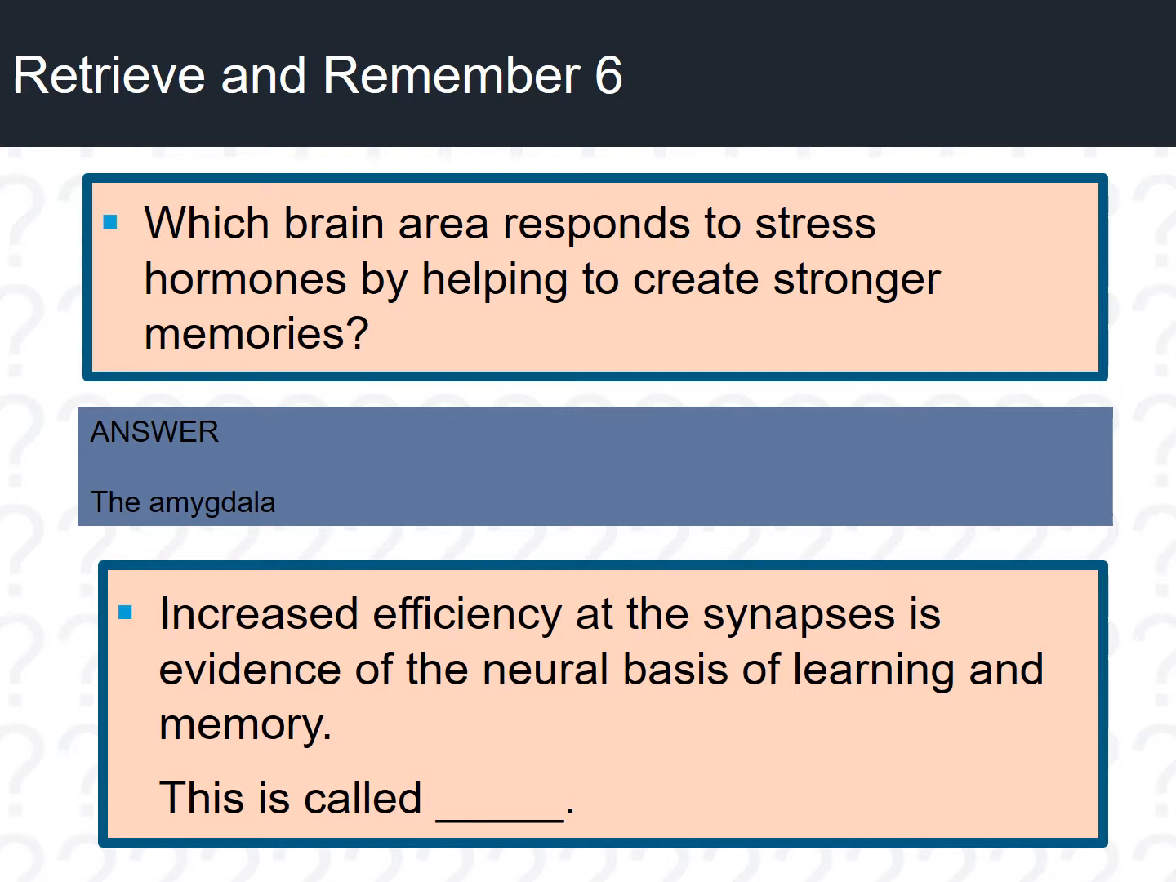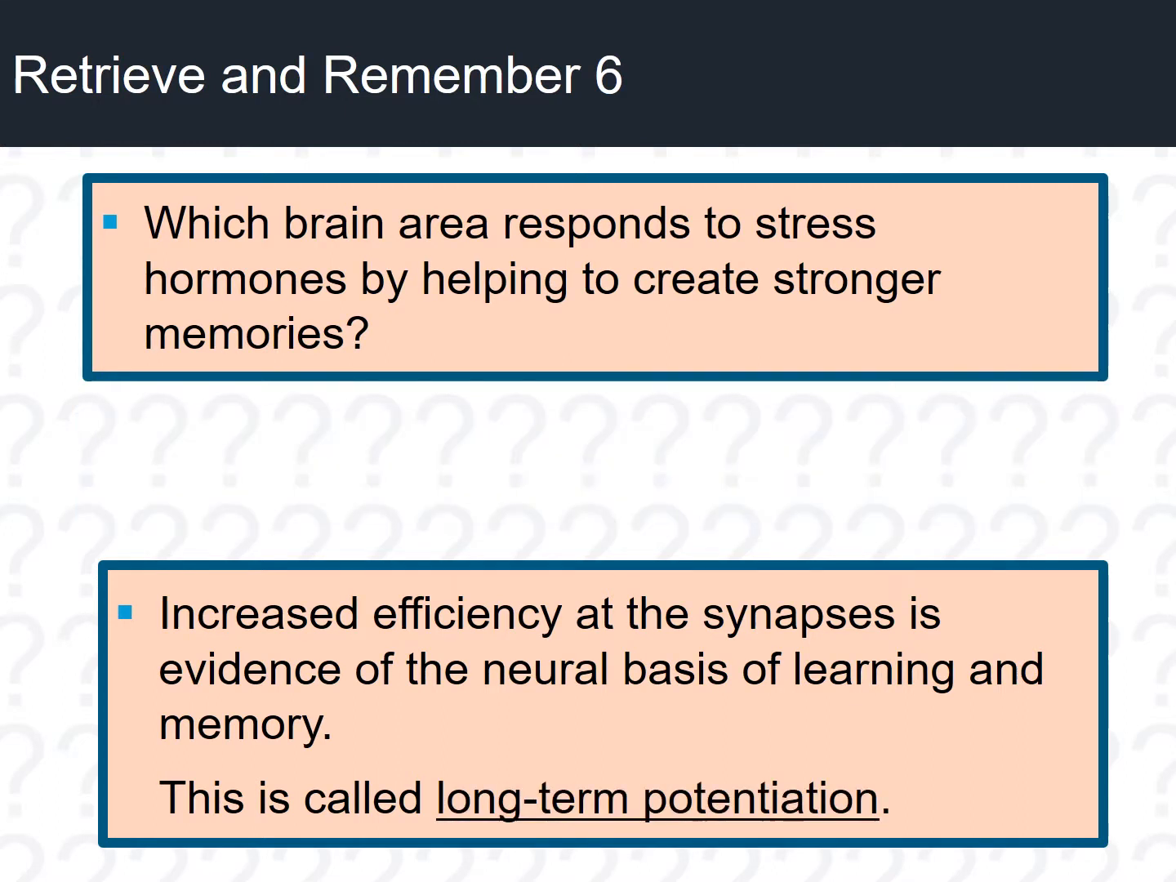So increased efficiency at the synapses is evidence for the neural basis of learning and memory. This is called what? Long-term potentiation, or LTP.